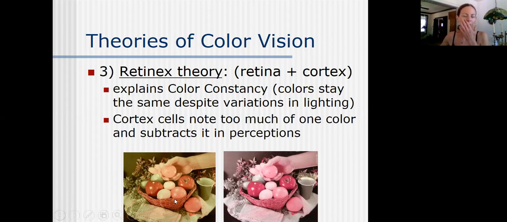There you can see this below. You don't see these things as looking super green. You still see apples as red, even though there's a green overlay over all of that stuff. So your brain kind of subtracts out a color that's reaching across everything.